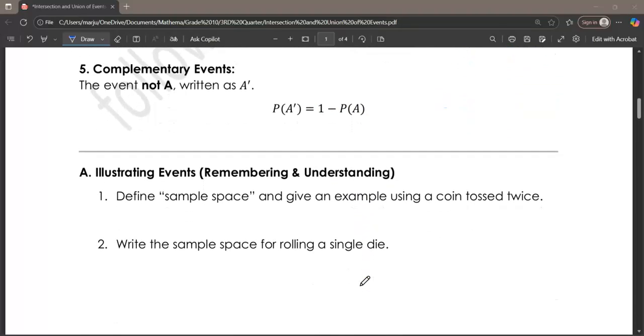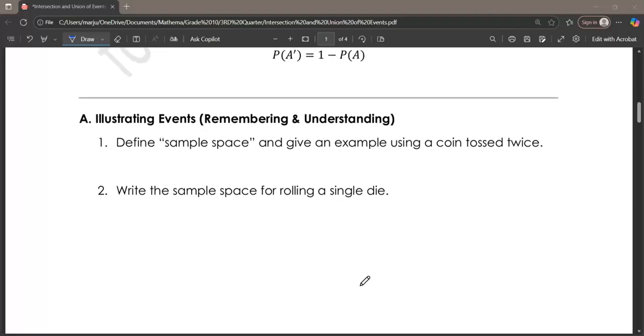So let's have some examples. Illustrating events, remembering and understanding. Define a sample space and give an example using a coin tossed twice. So again, when we talk about sample space, as I said earlier, sample space is just a set of all possible outcomes.